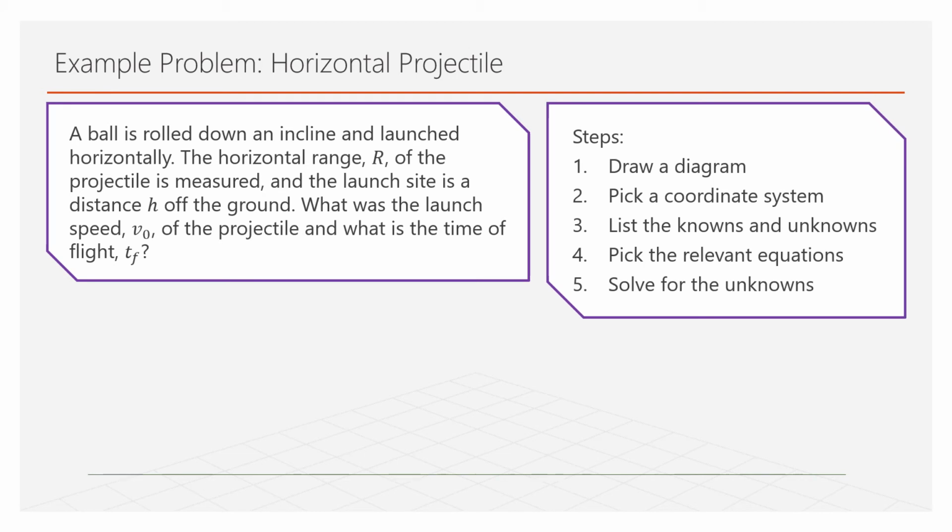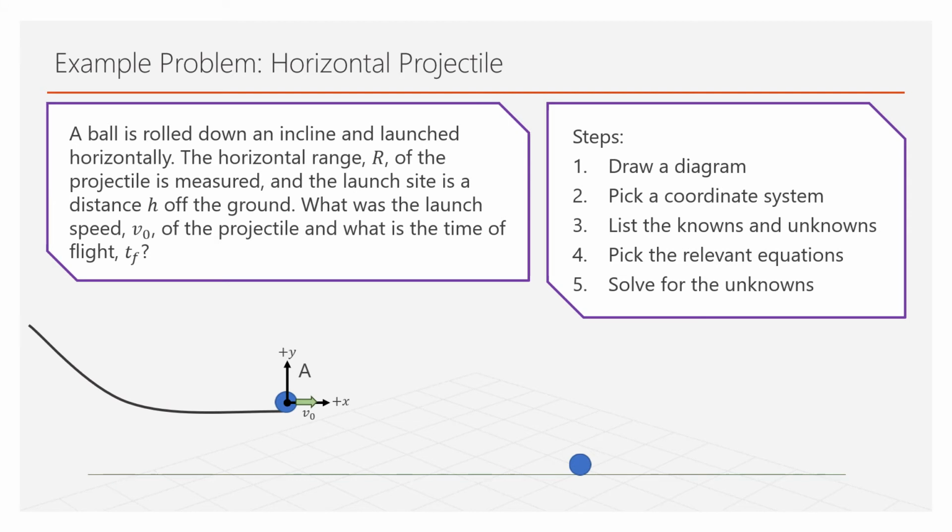Here are the steps for solving not just this physical problem, but most physical problems. You will almost always want to start by drawing a diagram. Then pick a coordinate system and list your knowns and unknowns. Identify the relevant equations, then use those to solve for the things that you're looking for. Here's a diagram of a ball at the top of the ramp. It moves down the ramp. Here it's launched until it hits the ground.